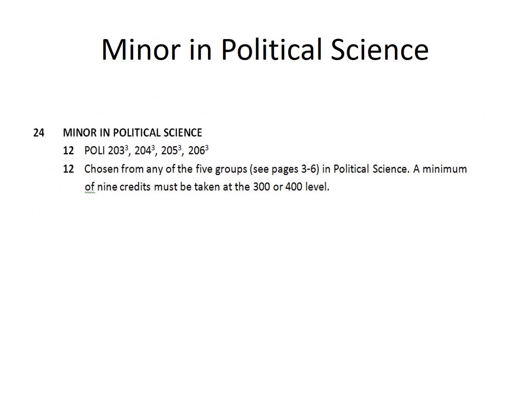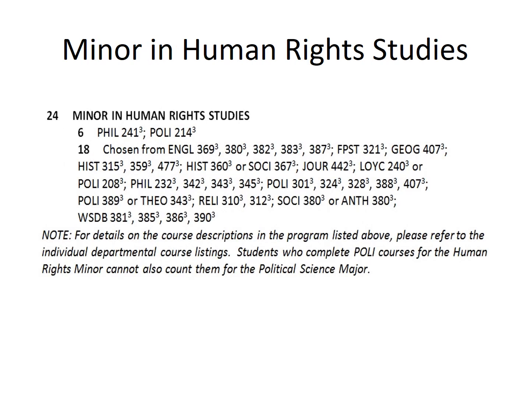There's also a minor in political science, which consists of 4 introductory courses and then 4 courses drawn from any of the 5 groups. There's also a minor in human rights studies. This is a bit more complicated because it draws on courses from different departments.